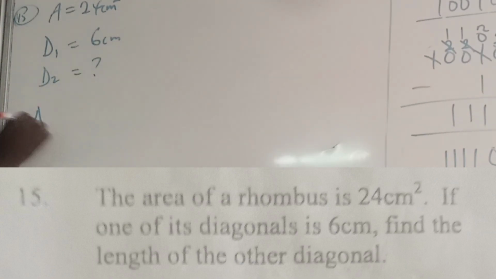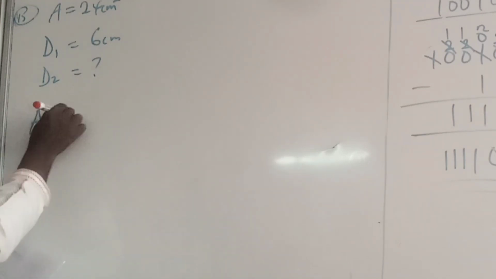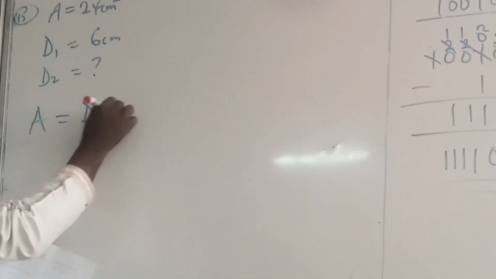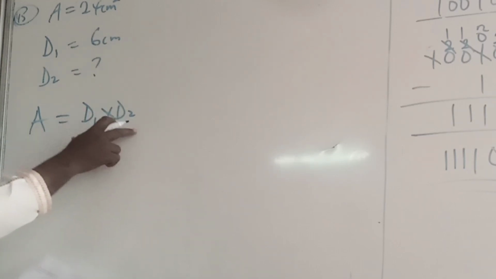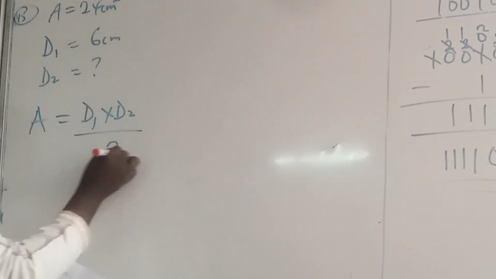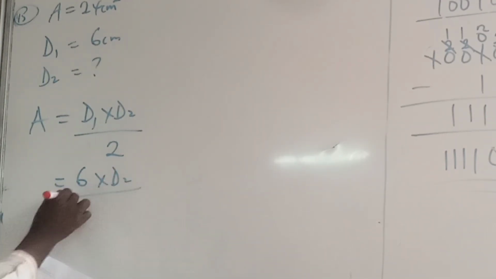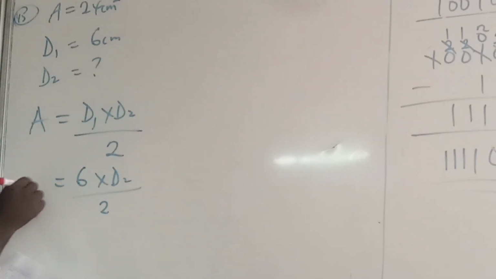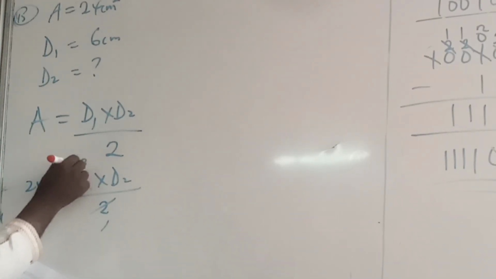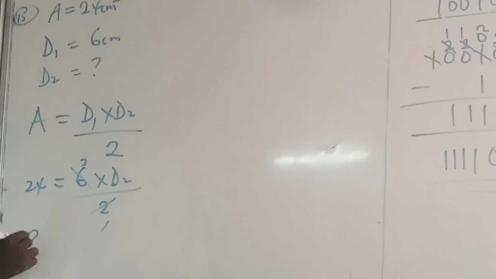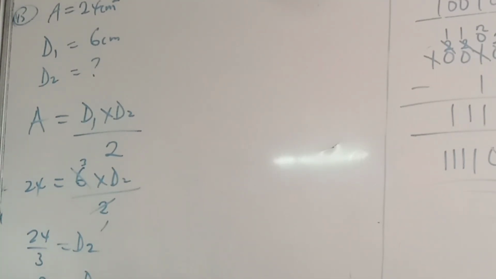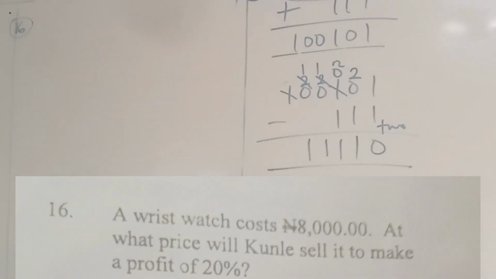So area of rhombus is D1 multiplied by D2, the first diagonal multiplied by the second diagonal divided by what? 2. So that will be 6 times D2 divided by 2. The area is what? 24. 2 here 1, 2 here what? 3. So divide both sides by 3. So that is 24 divided by 3 equals to what? D2. Right? So that gives what? 8 centimeters. So the second diagonal is what? 8 centimeters.